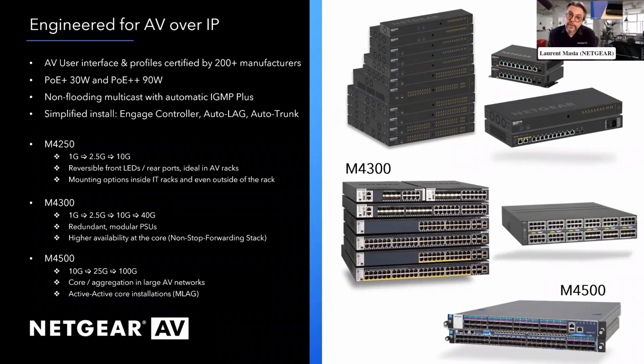So from the desktop switches that are good for conference rooms or mobile studios, to the elegant 4250 with the rear-facing ports, elegant models when they are in your AV racks, and down to the most robust and redundant switches, the 43 and the 4500s, that are certified up to thousands and thousands of AV endpoints. And please note that the common denominator is the non-flooding multicast. That's what makes the most difference. The multicast is not flooding between those switches, because NETGEAR fixed the IGMP standard for you.